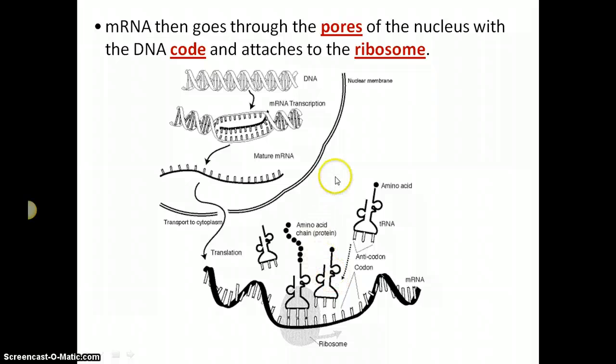So the mRNA comes along, copies the unzipped DNA, and then goes through the pores of the nucleus. Remember, the nuclear membrane has these big holes in it called nuclear pores. And this DNA code attaches to the ribosome. Okay, so you have your ribosome, and it's hard to see in this picture, but you have your ribosome down here. And this is where the mRNA goes. So mRNA copies the DNA, leaves the nucleus, attaches to a ribosome.